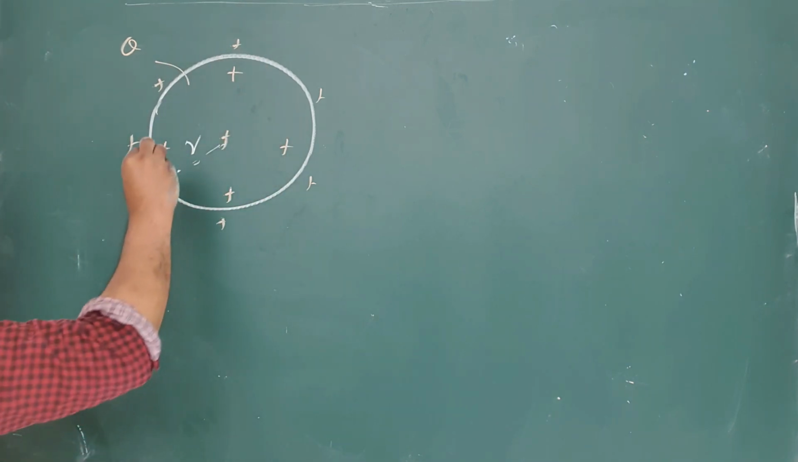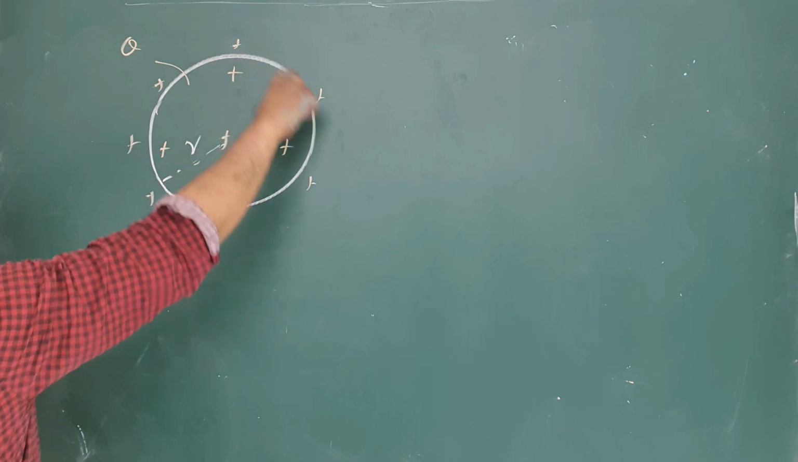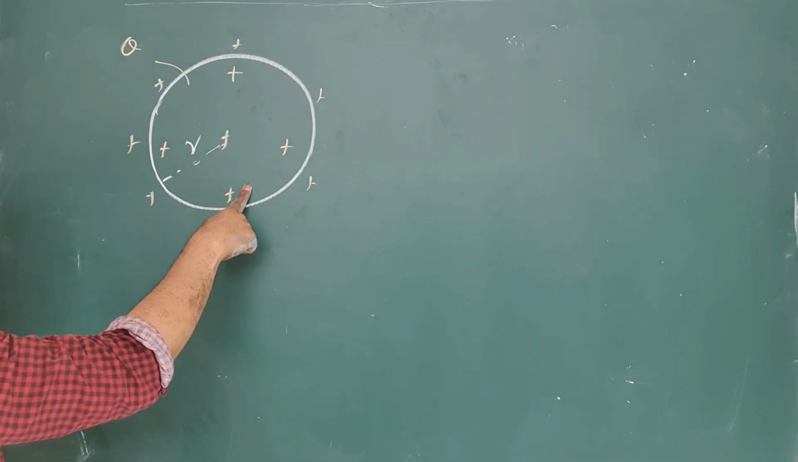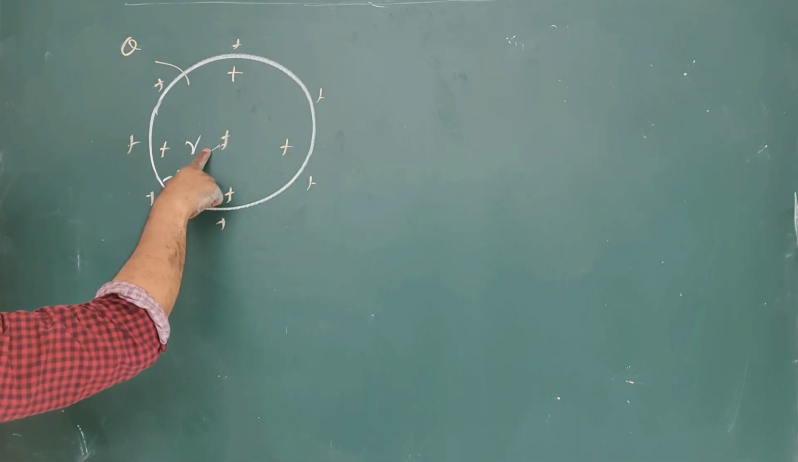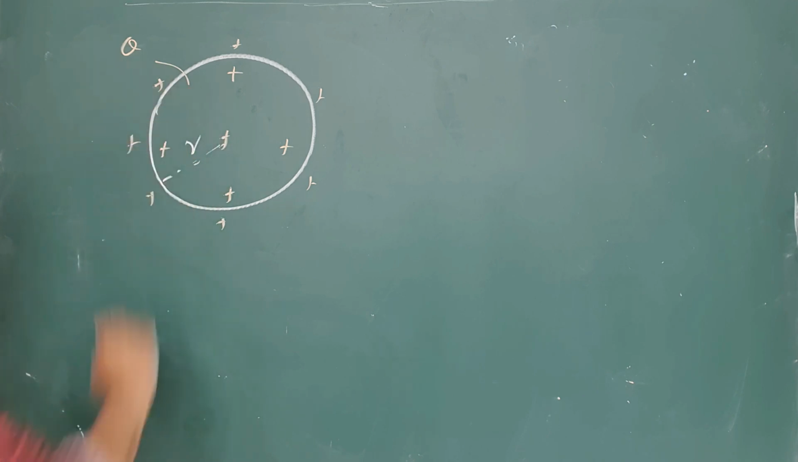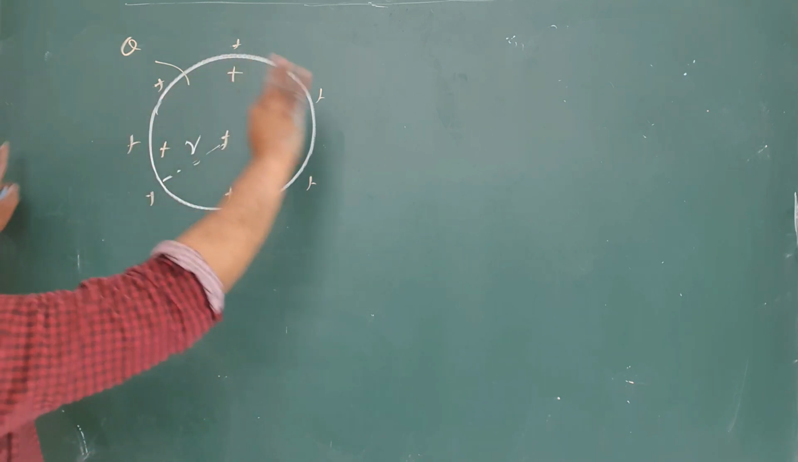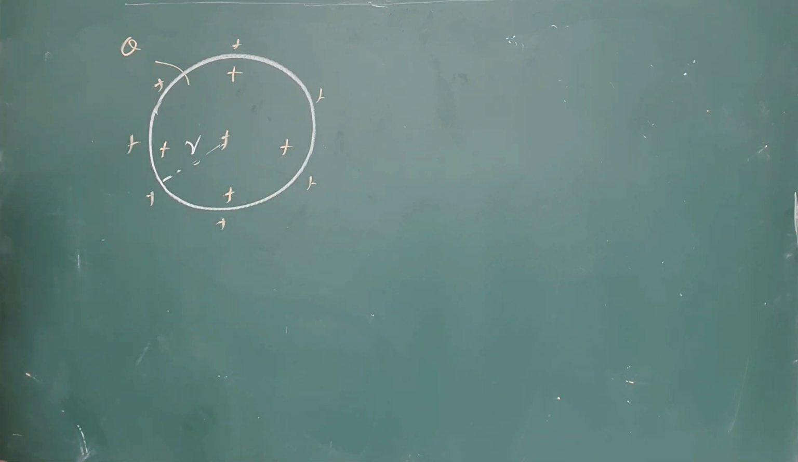Now assume this is the given dielectric medium with radius R, and the given charge is Q. It spreads all over the volume symmetrically. Here I am going to find the electric field intensity at distance x.